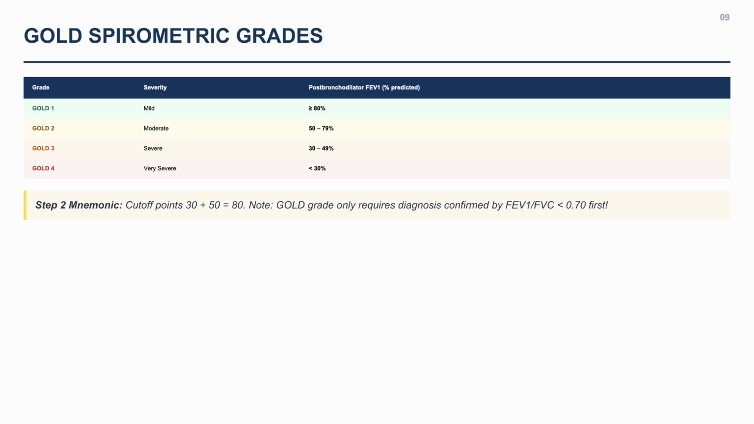GOLD classification uses post-bronchodilator FEV1 as a percentage of predicted to grade severity. GOLD 1 is mild, FEV1 at or above 80%. GOLD 2 is moderate, 50 to 79%. GOLD 3 is severe, 30 to 49%. GOLD 4 is very severe, below 30%. A simple mnemonic to remember the cutoffs: 30 plus 50 equals 80. Important: GOLD grading only applies after you've already confirmed COPD with an FEV1 to FVC ratio below 0.70.